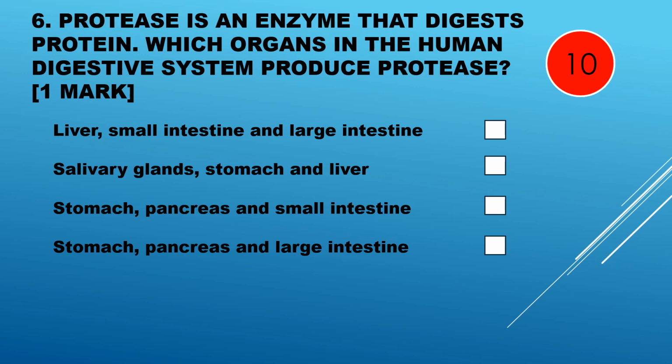And 6. Protease is an enzyme that digests protein. Which organs in the human digestive system produce protease? Is it liver, small intestine and large intestine, or salivary glands, stomach and liver, or stomach, pancreas and small intestine, or stomach, pancreas and large intestine? Protease is made in the stomach, pancreas and small intestine.